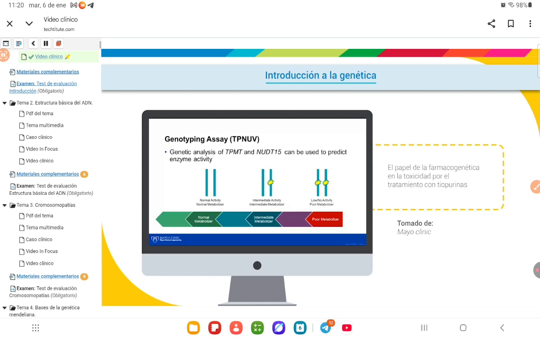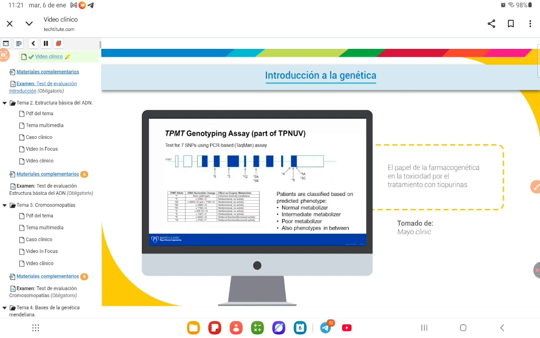And although here I've shown just 3 categories of enzyme activity, it's very important to note that in reality there's a spectrum of activity, with some patients demonstrating enzyme activity in between categories. And this is in part because multiple variants have been identified within the TPMT and the NUDT15 genes, and not all variants inactivate the enzyme to the same degree. So next, let's further explore some of the variants within the TPMT and NUDT15 genes.